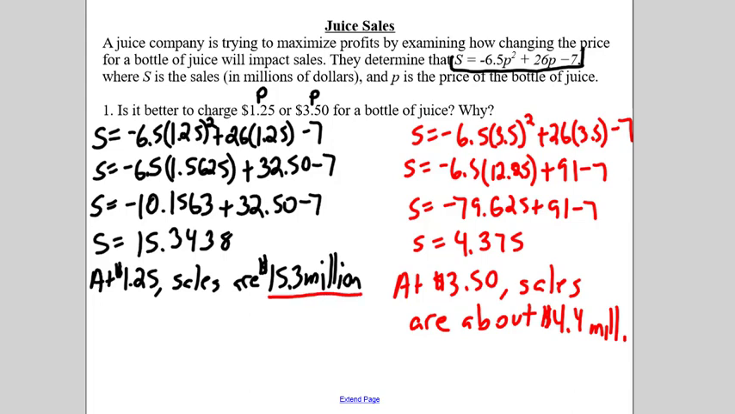So you look and say, well, where is it more? Here we make 15 million. Here we're only making a little bit under 4.4 million. So we want to sell it for $1.25 because they'll make more money, even though each bottle is cheaper.